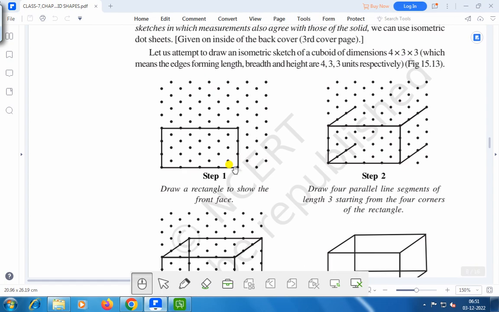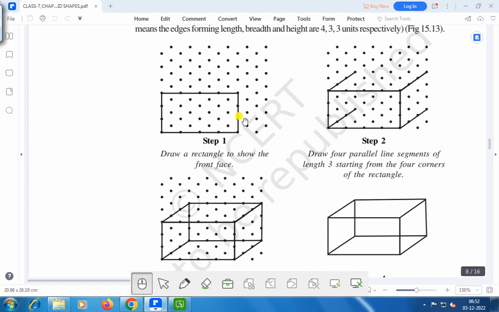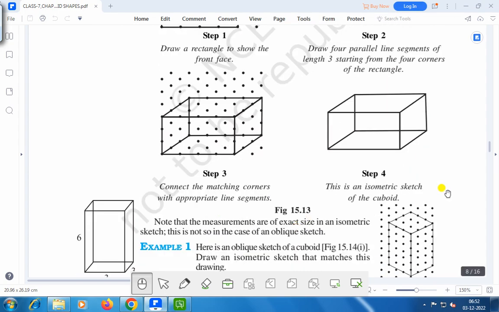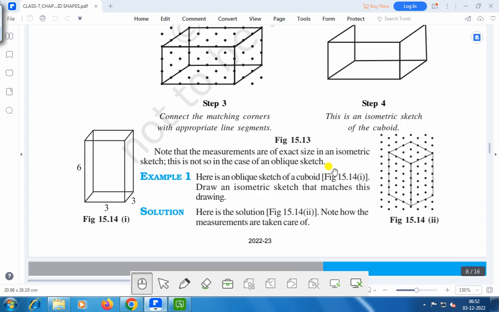1, 2, 3, 4, and the edges are 1, 2, 3. Now draw a rectangle to show the front face. Draw 4 parallel line segments of length 3 starting from the 4 corners of the rectangle. That is from here 1 to 3, 1 to 3, 1 to 3 and 1 to 3. And here, connect the matching corners with appropriate line segments. This is an isometric sketch of a cuboid. Note that the measurements are of exact size in an isometric sketch. This is not so in the case of an oblique sketch.